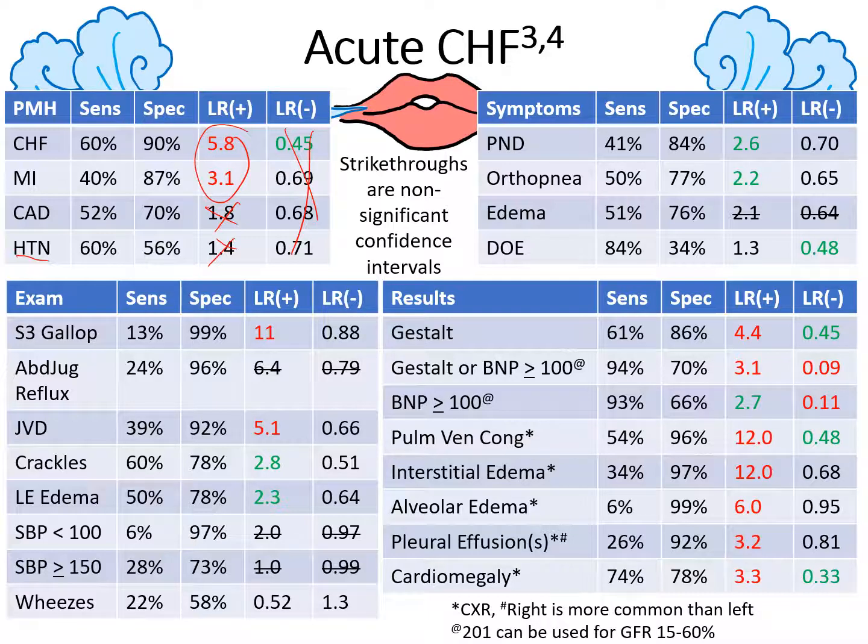On exam, S3 gallop, JVD, crackles, and lower extremity edema can be helpful if present, but not helpful if absent. Do note that presence or absence of wheezing does not change your suspicion, as we mentioned previously. Paroxysmal nocturnal dyspnea and orthopnea is almost useful if present. Dyspnea on exertion is not useful, likely because other etiologies cause this as well, including COPD, asthma, pneumonia, and MI. The absence of dyspnea on exertion is also not helpful, but close to the 0.3 cutoff.